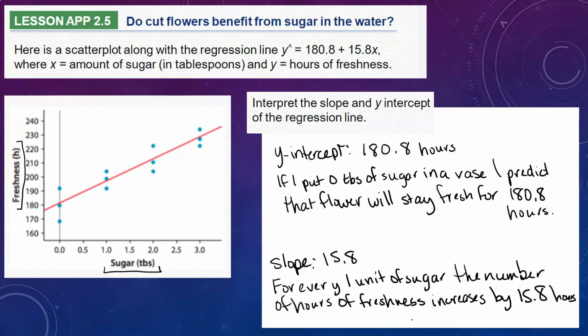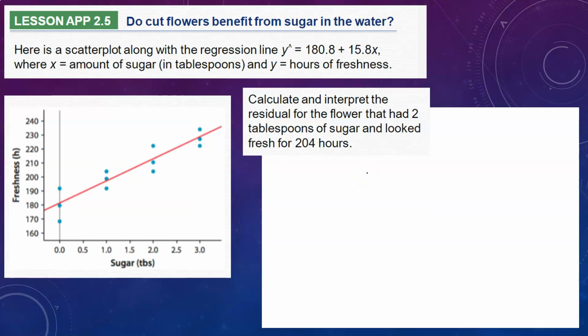Now let's calculate and interpret the residual for a flower that had 2 tablespoons of sugar and looked fresh for 204 hours. So we're looking at an actual blue dot here, an actual piece of data. A flower that had 2 tablespoons of sugar and was fresh for 204 hours. That's the actual y value here.